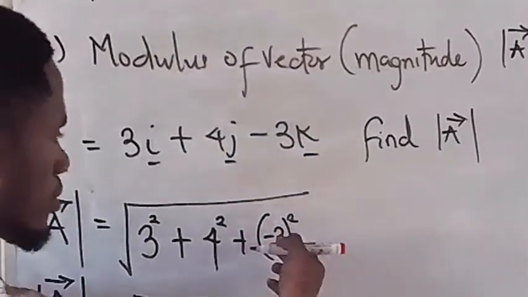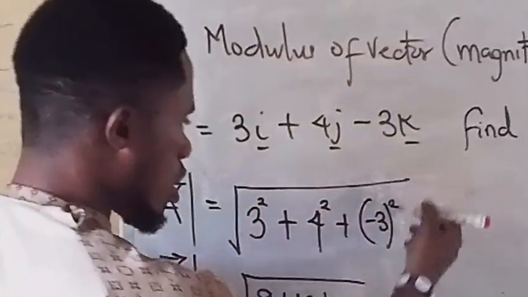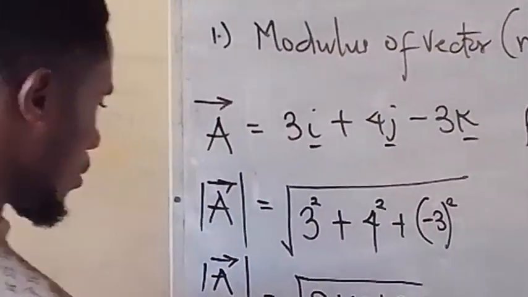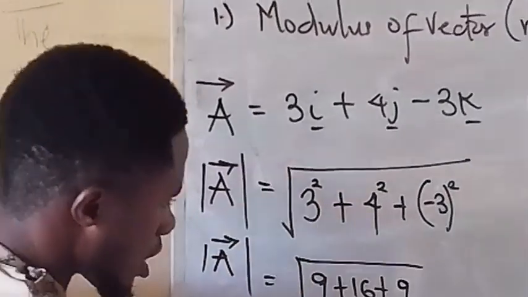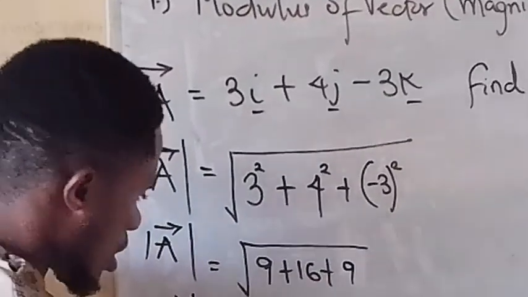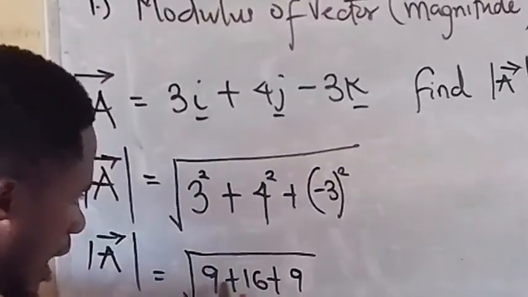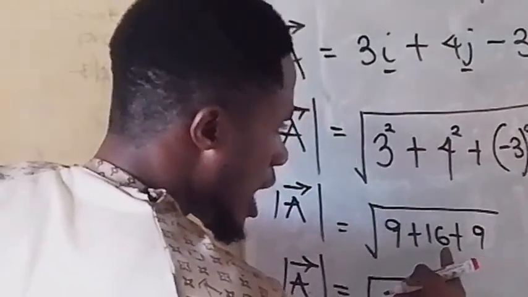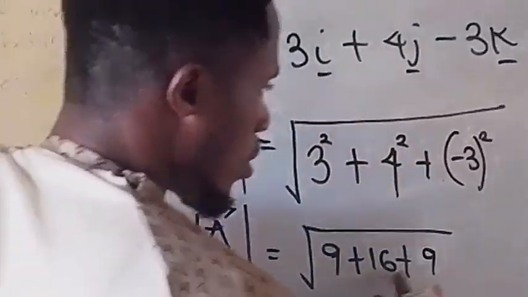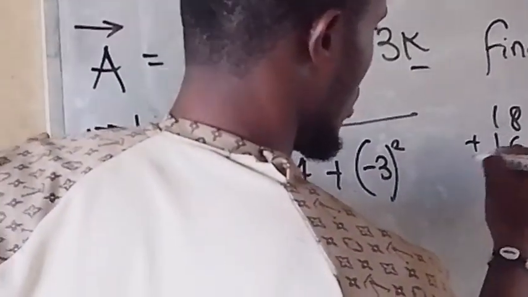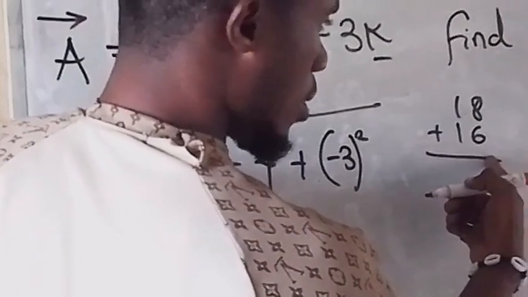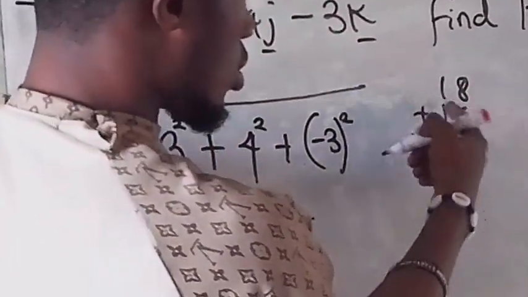So from here, minus 3 square will give me what? 9. And I have that the modulus of this vector becomes root of 9 plus 16. 9 plus 9 will give me 18. 18 plus 16 will give me what? 34. Let's check that. 18 plus 16. This plus this will give me what? 14, right?